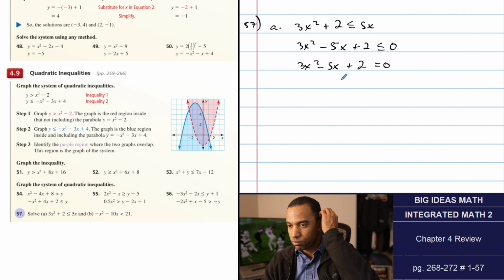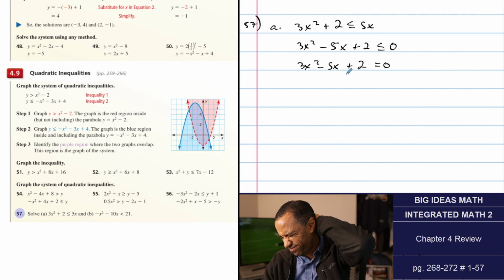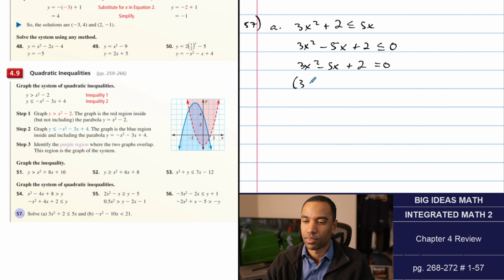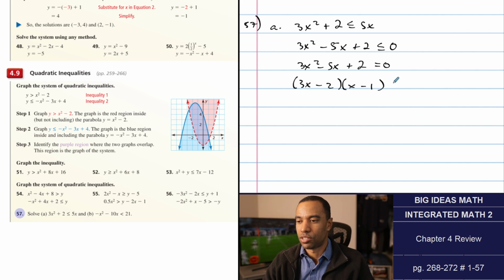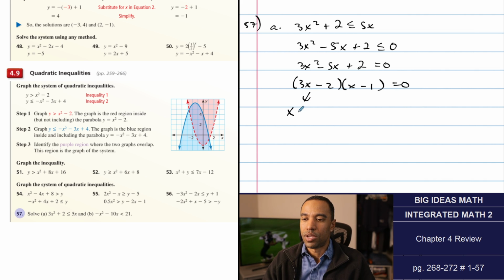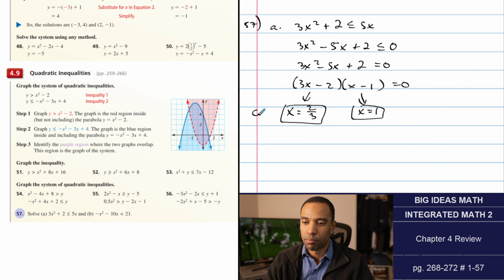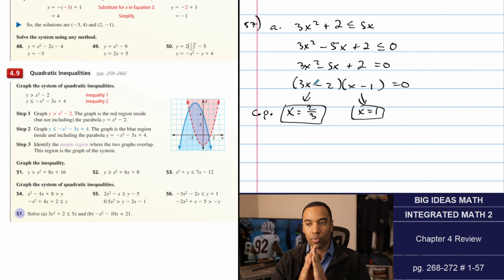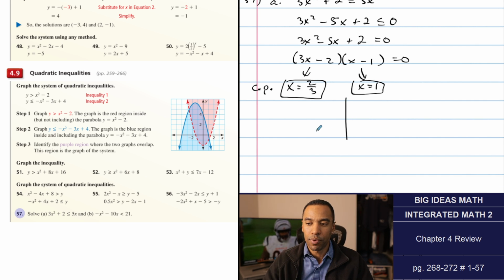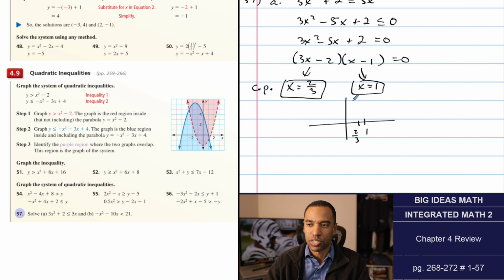This looks factorable. Yes, it's factorable. All right. Here we're going to get x equals 2/3, and here we're going to get x equals 1. Now, these aren't answers, but these are what are known as critical points, CP. These are points where, if we graphed this, which is not my goal, it crosses at x equals 1 and x equals 2/3, and it's an upward facing graph.